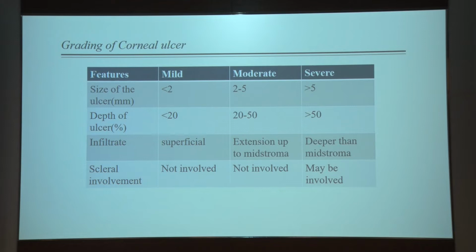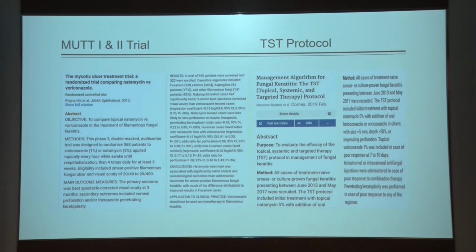Namrata Sharma ma'am, we might have to add some more agents. So it's very important to classify it accordingly. And before you go for exams, you should go through the MUT1 and 2 trial. And what is the conclusion of the MUT1 trial? Septate filamentous fungi are the most common causes of fungal keratitis.